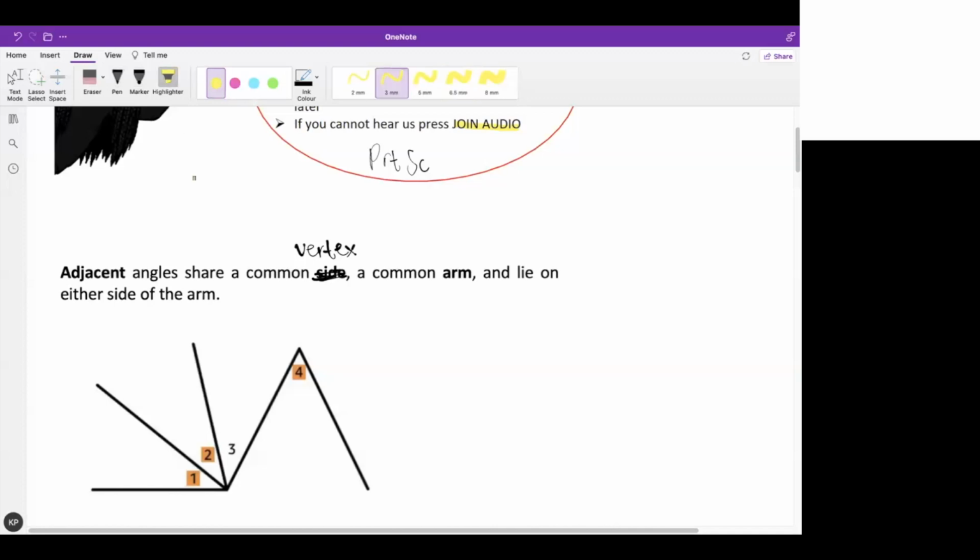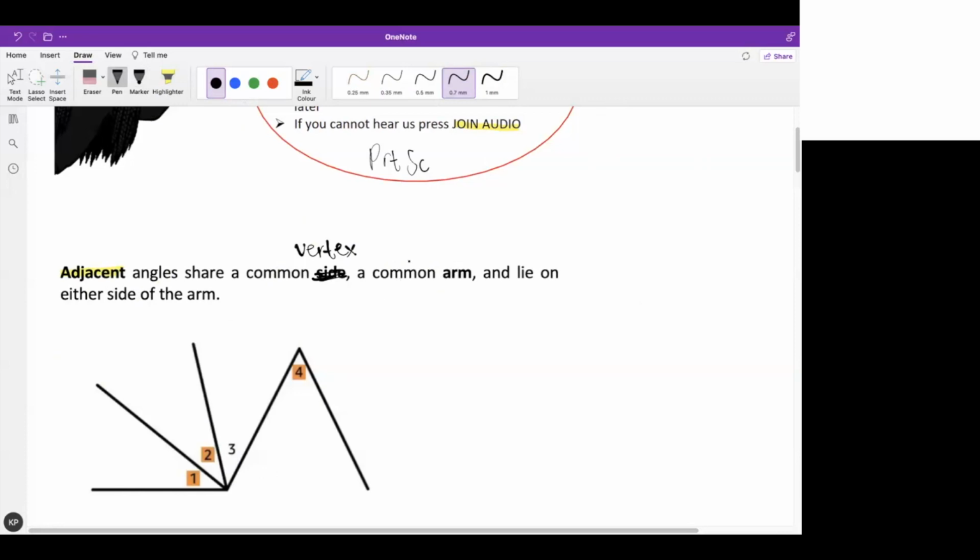So adjacent angles are angles that share a common vertex, a common arm, and they lay on either side of the arm. Okay, so out of the sketch I have over here, I have a bunch of angles. I need you guys to tell me which angles are adjacent to one another. We have angles here, number 1, 2, 3, and 4. So let's hear which one.